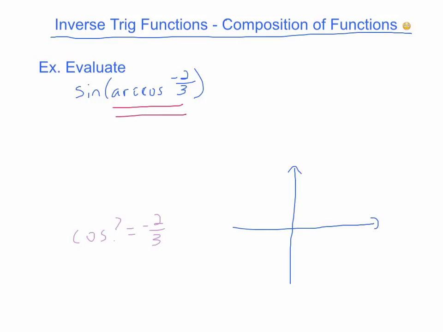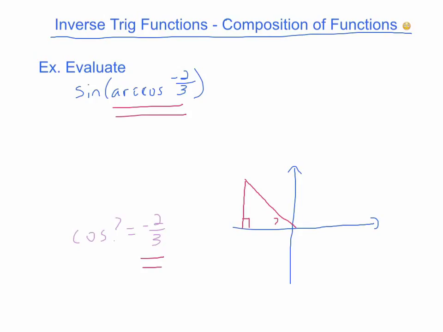To do that, I consider the fact that we are trying to find the cosine of what angle gives us a negative answer. Since the domain of arc cosine is from 0 to pi, we get negative answers for cosine by going into our second quadrant. So that's where I'll go and construct my right triangle.